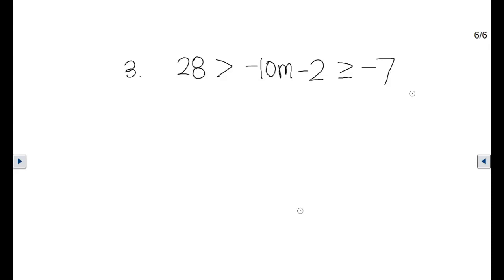So we have 28 is greater than negative 10m minus 2, which is greater than or equal to negative 7. Now what I want you to notice here is that this one is written in that condensed form. And because it's written in the condensed form, that makes it an and inequality. So to solve this, one thing I could do is divide this up into its two separate problems.